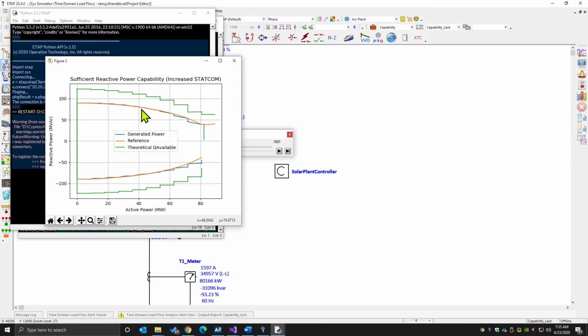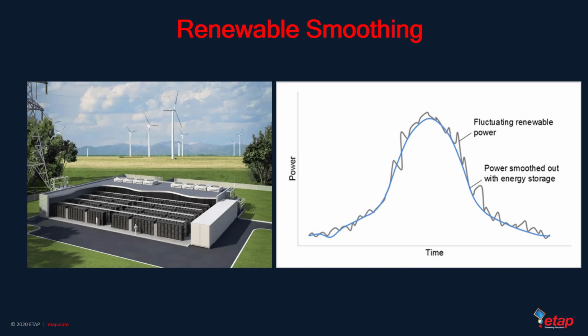generated reactive power, which is again the blue line, is now close to the reference line or the required reactive power from the system. And you can see that that's accomplished by essentially increasing the size of the available reactive power in the system, or essentially upsizing the STATCOM. So using this comparison chart, you can fine-tune the size of the STATCOM such that it is not overly expensive and meets the reactive power requirement of the system.